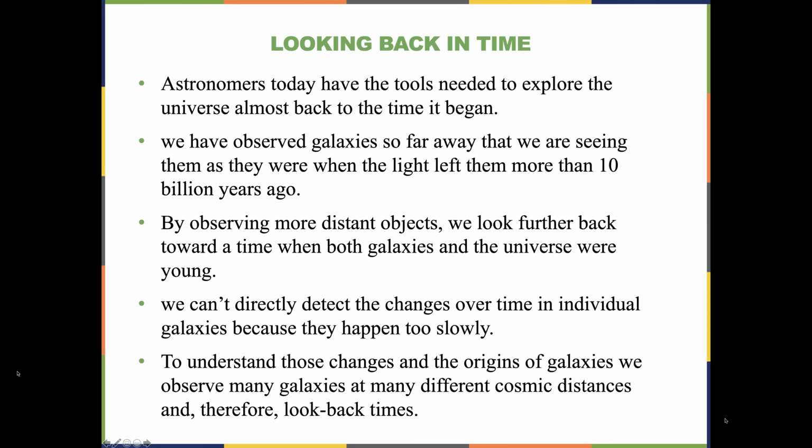So what that means is you cannot just pick a galaxy and observe that particular galaxy over time to see how it changes, right? That's not going to work because the process is very slow. Instead, what we actually do is we observe many galaxies at many different cosmic distances, right? And therefore, we are looking back in time, and we call this look back time.